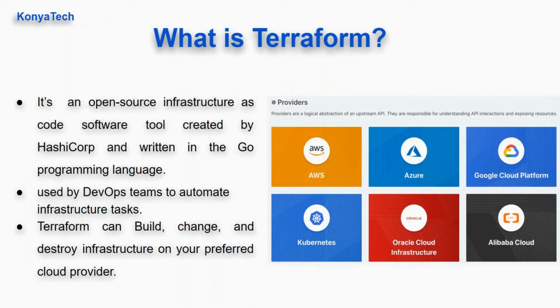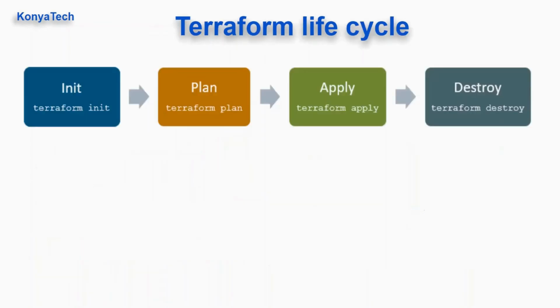So what is Terraform? Terraform is an open source infrastructure as code software tool created by HashiCorp and written in the Go programming language, used by DevOps teams to automate infrastructure tasks. Terraform can build, change, and destroy infrastructure on your preferred cloud provider. The cloud provider can be AWS, Azure, Google Cloud Platform, Oracle Cloud Infrastructure, or Alibaba Cloud, any cloud provider. So it supports most available cloud providers.